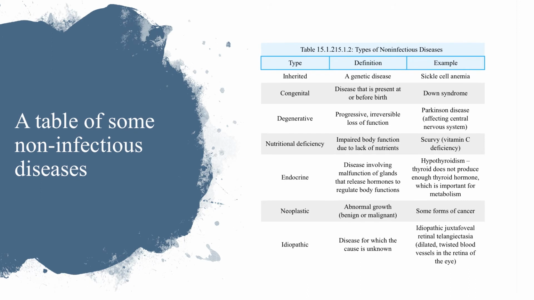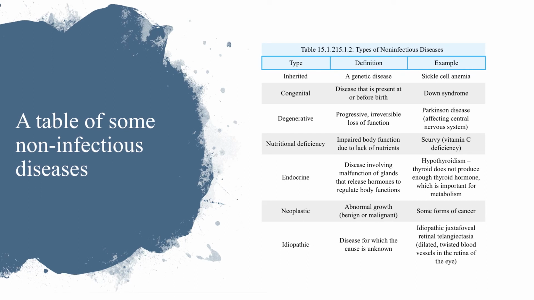An inherited disease is a genetic disease, as I said, like sickle cell anemia, which is an autosomal recessive disease, which means both parents have to carry one copy of the gene for sickle cell anemia and one copy of the gene for normal blood cells. And in the embryo, the fetus, at fertilization, the 2 genes for sickle cell anemia have to pair up. A congenital disease is a disease that's present at or before birth, like Down syndrome or any other chromosomal abnormality like XO or Turner syndrome or XY.